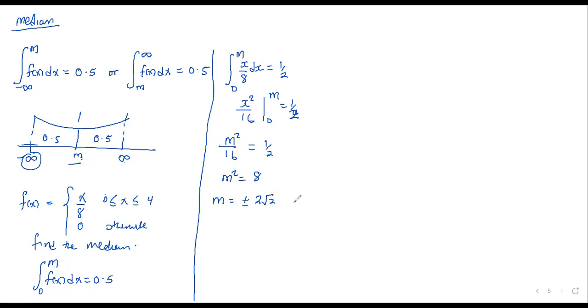Now, when you get two values, you have to decide which value is the correct one. Because this question was ranging between 0 and 4, you are having m is positive. When you get a decimal, what answer do you get? Root of 8 is 2 point what? Okay, let's stick to 2 root 2. Then also you have m is negative 2 root 2. Now this one is impossible because the value is positive between 0 and 4. So we choose this one.